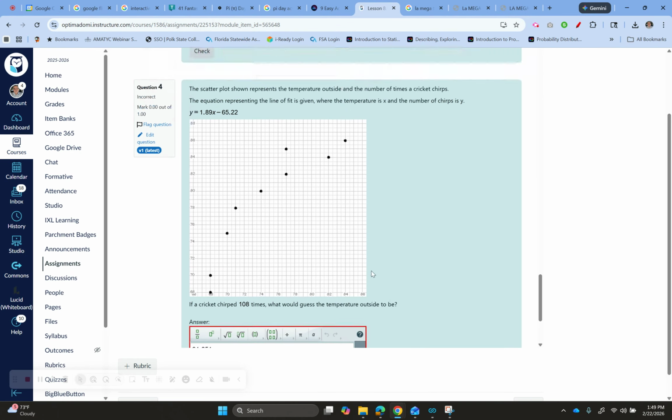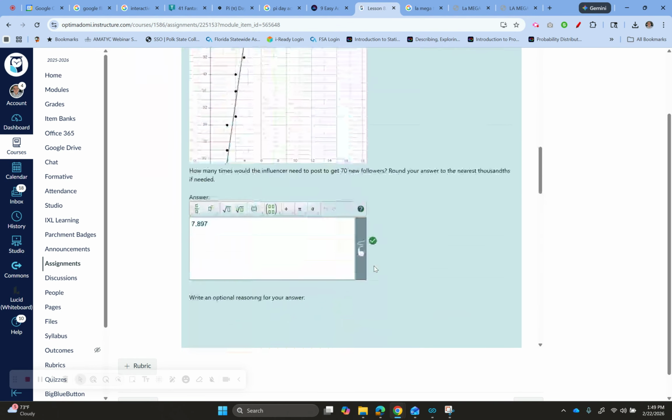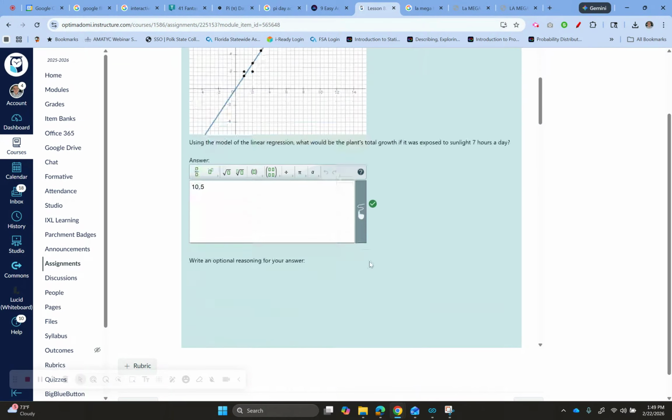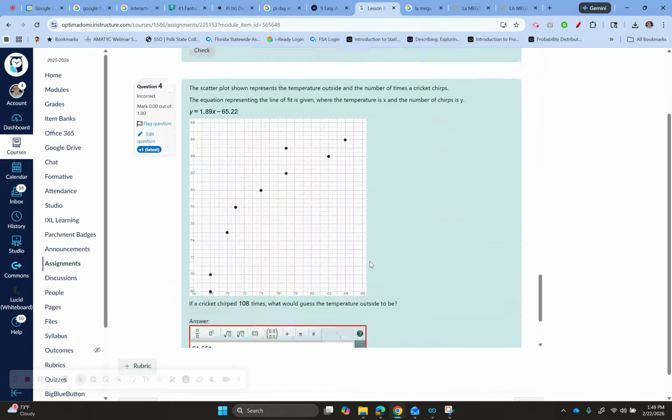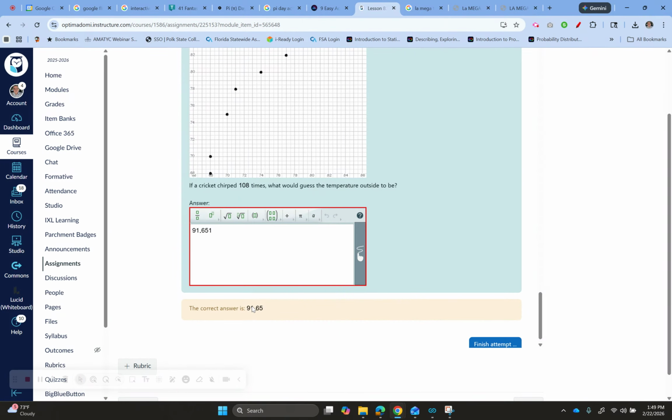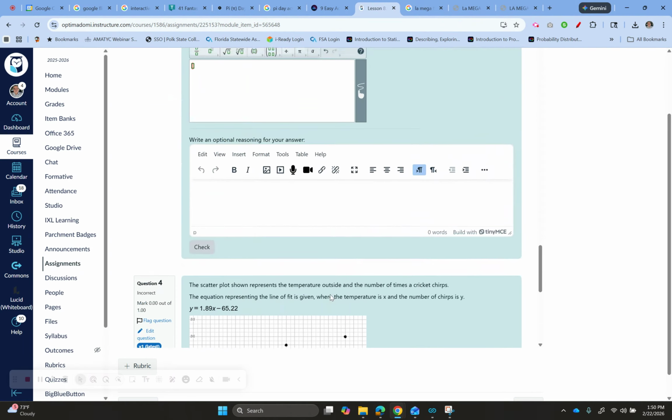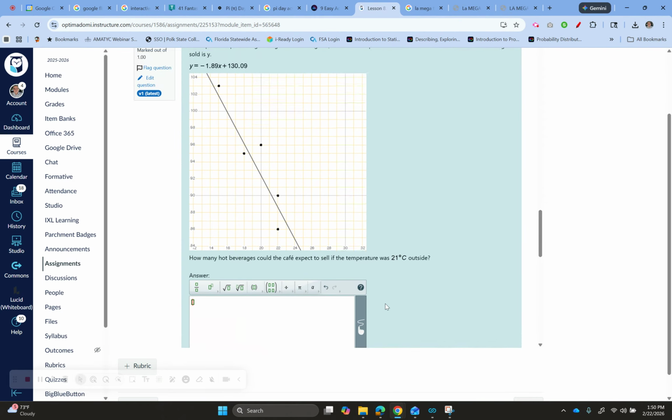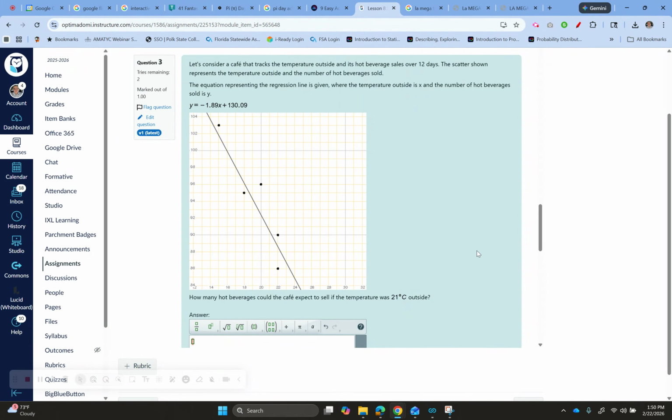Oops, I think I put in the wrong one. I was doing number 4. I skipped number 3 by accident. Let me see what the correct answer was. Oh, they wanted to round to 2 decimal places. So you can see I have it right here, but I put 3 decimal places, but that's okay. You saw how I worked this problem out. The other problem, again, I skipped this one by accident, question number 3.